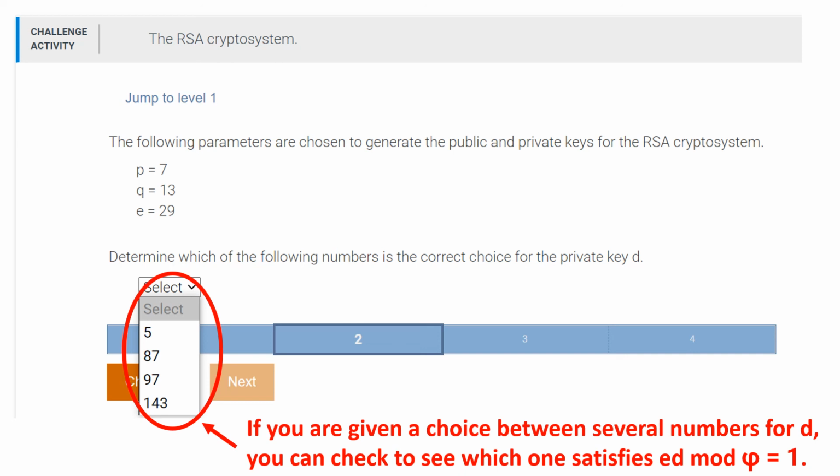That doesn't mean that you're not going to have to do this long process, because there's other questions where it says, what is the answer to D, and then you have to go through the whole process. But when they're giving you options like this, the shortcut is just to take that number as D, multiply it by E, take mod phi, and see if you get 1. And if you do, then that's the correct D. If you get something besides 1, then you know that's not the correct D.